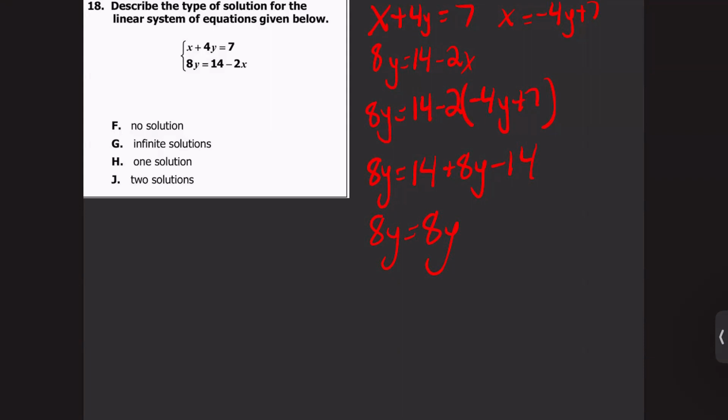And therefore, that means any y value that we substitute in will equal the other side because they both equal the same. So we have infinite solutions. Anytime they balance still with a variable, your solutions are infinite.